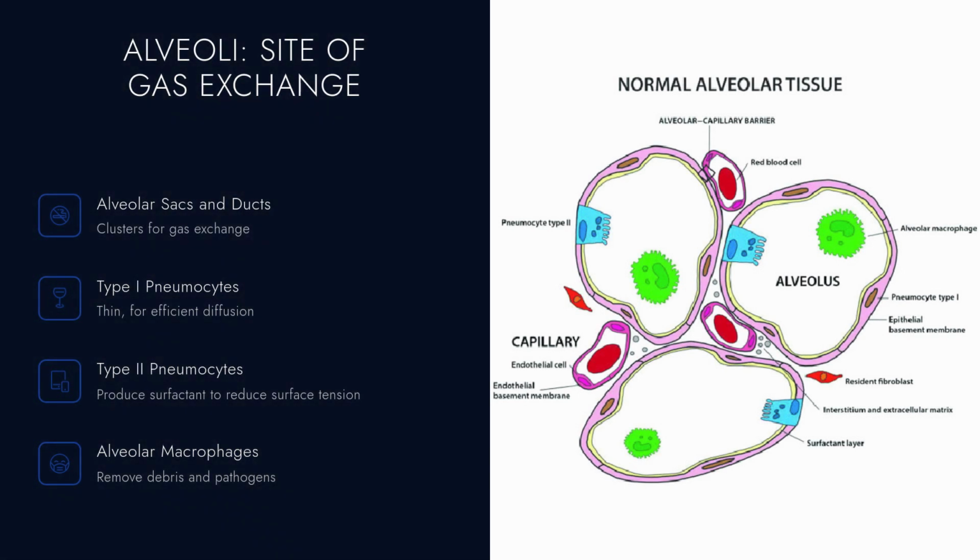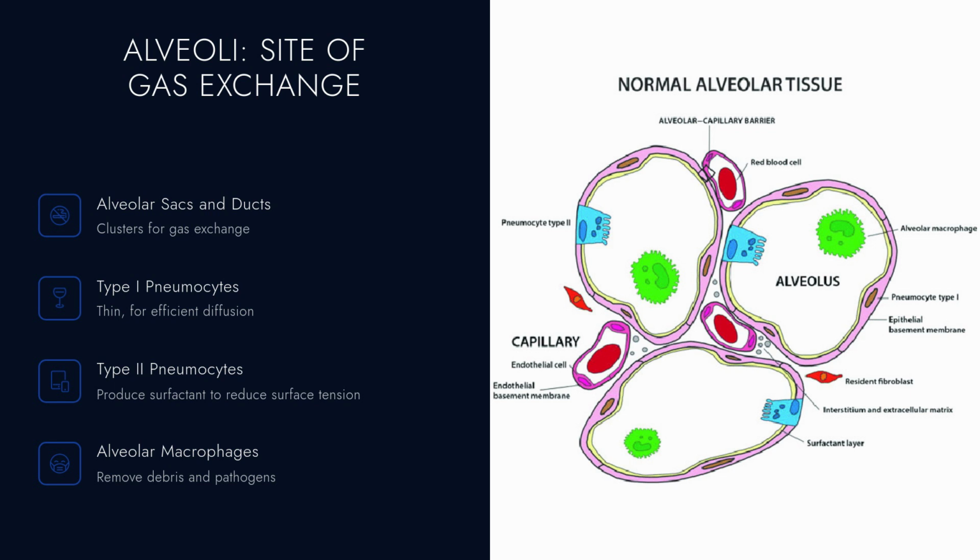Alveoli, site of gas exchange. Alveoli are the functional units of gas exchange, organized into sacs and ducts. Type 1 pneumocytes, making up most of the alveolar wall, are thin for rapid diffusion of O2 and CO2. Type 2 pneumocytes secrete surfactant to reduce surface tension, preventing collapse, crucial in neonates and ARDS.